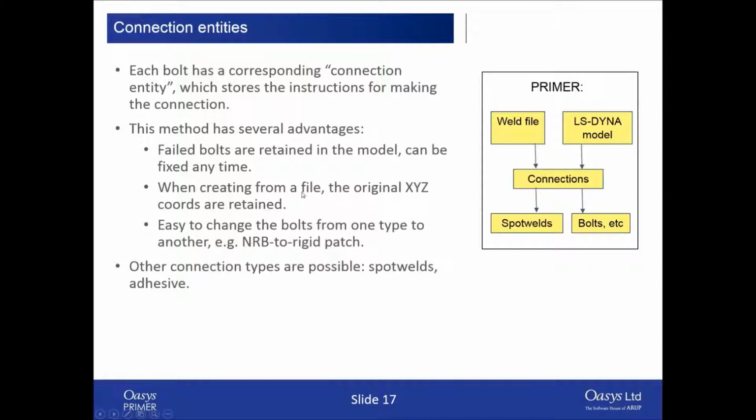And when creating from a file, the original XYZ coordinates are retained, so that if you've maybe received information from an external source for the location of the bolts, that XYZ location is retained in your model. So it doesn't change as your model changes. And as I've shown, it's easy to change the bolts from one type to another. So I showed you changing nodal rigid bodies to rigid patches. And this all works with all the other connection types that are available to you, so spot welds, adhesives, and so on.